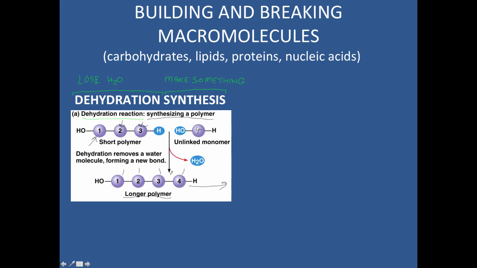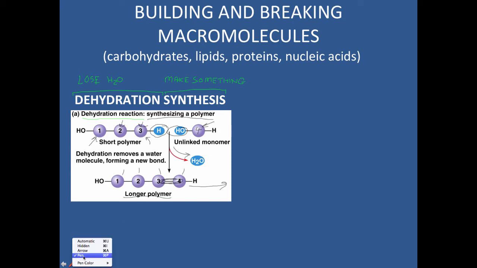Why is it called a dehydration synthesis? There's a hydrogen hanging off the end of building block number 3. There's an OH group hanging off the building block number 4. When this covalent bond is formed between 3 and 4, the H and the OH combine and give us water. This is the dehydration that the name is talking about.